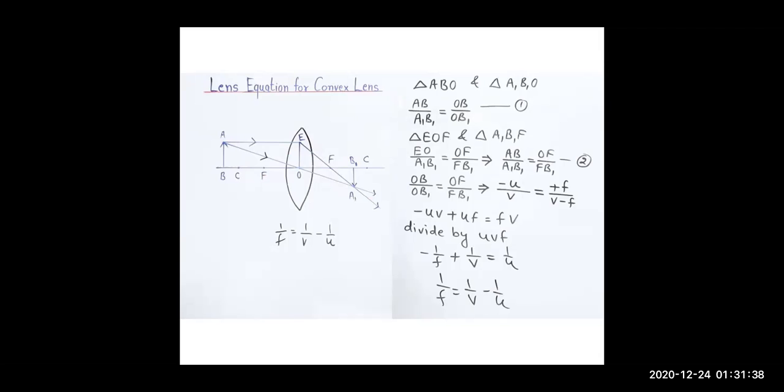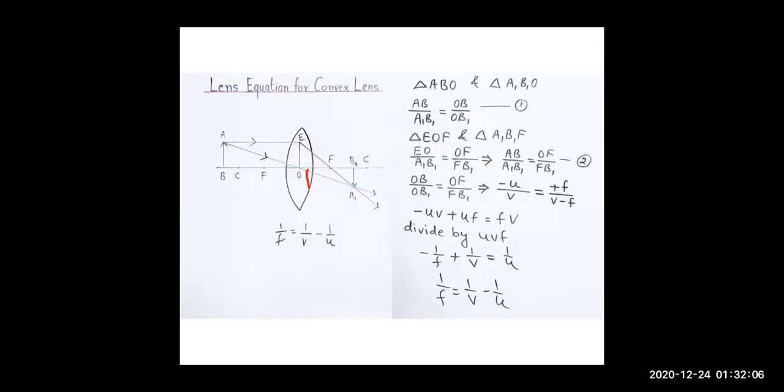So their corresponding sides. So let's talk about the corresponding sides. So corresponding sides means EO and A1B1. So EO upon A1B1. These are the perpendicular, right? And the base is OF and FB1. So OF and FB1, they are equal, right?